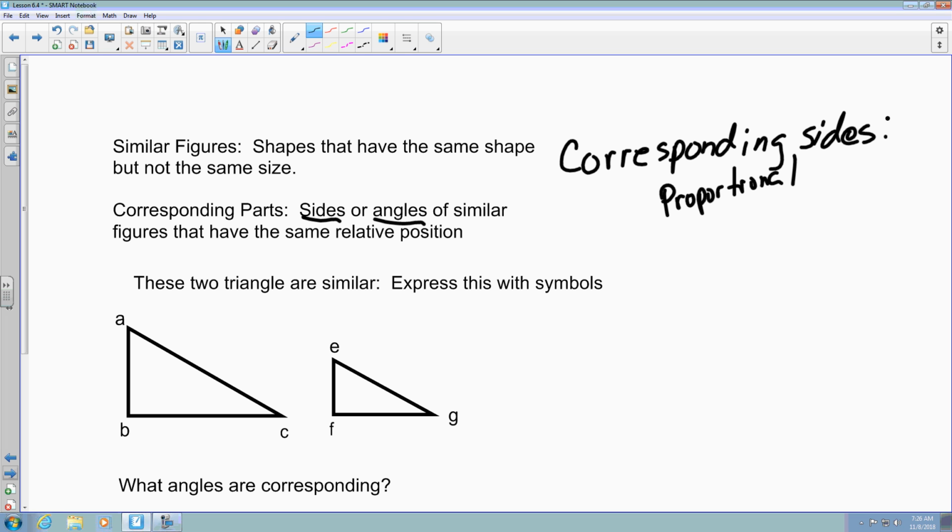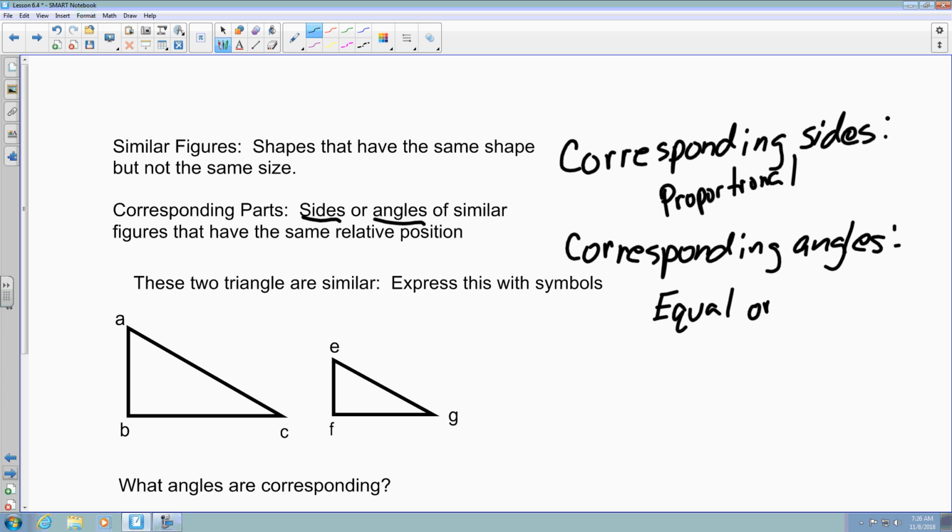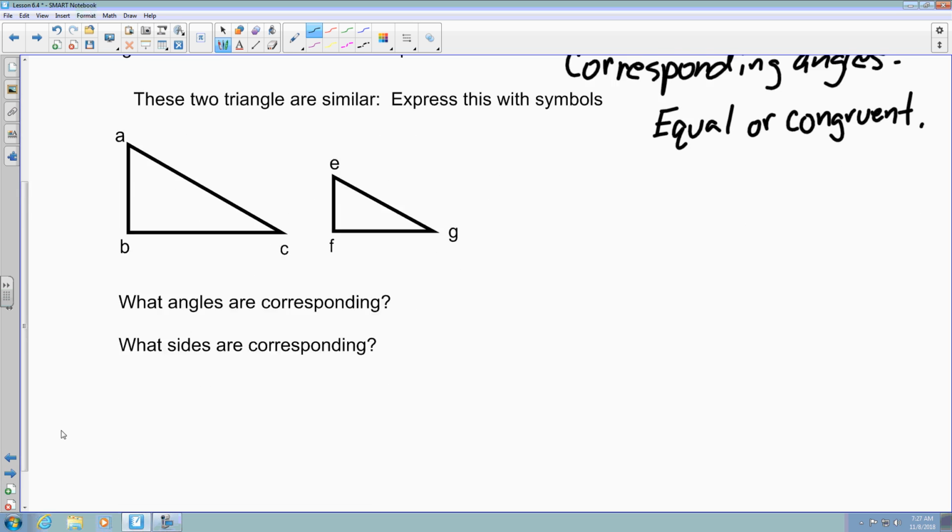When it comes to the corresponding angles, the corresponding angles must be equal, or we're going to hear another term, congruent, which is another term for equal. All right, so sides must be proportional, corresponding angles must be congruent or equal. All right, so if you look here, we are given two triangles that are similar. They want us to express this with symbols.